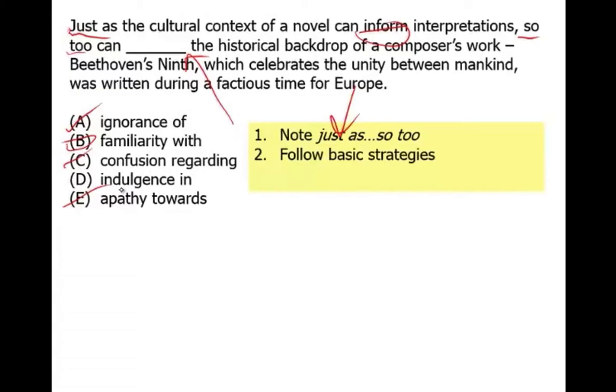Finally, we can get rid of D, indulgence. To be indulgent in something is to treat something excessively fondly, especially when that thing doesn't really deserve it, which doesn't make sense whatsoever in this context. So again, familiarity matches up with the first part very well, and just like that, we have arrived at the answer. This is a warm-up, an intro video. The main point should be that you walk away knowing the difference between a no shift and a shift, and some of the less common no shift phrases, such as the one we encountered here, and words like likewise.